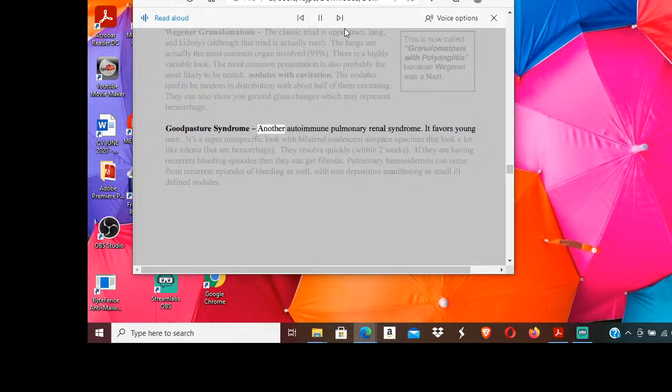Goodpasture syndrome, another autoimmune pulmonary renal syndrome. It favors young men. It's a nonspecific look with bilateral coalescent airspace opacities that look a lot like edema, but are hemorrhage. They resolve quickly, within 2 weeks. If they are having recurrent bleeding episodes, then they can get fibrosis. Pulmonary hemosiderosis can occur from recurrent episodes of bleeding as well, with iron deposition manifesting as small ill-defined nodules.